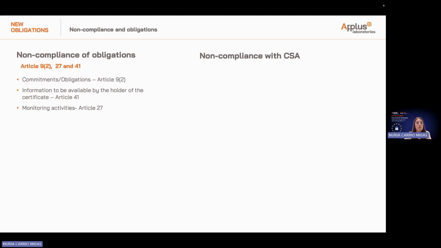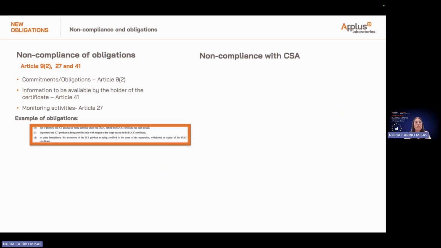So if we go to the first one, the general commitments and obligations, in Article 9, you will find things like not promoting an ICT product as being certified beyond the scope, putting on the market only the product that is certified and not promoting the one that is not certified, and so on. So let's say that there are general obligations that you need to comply with, okay? Additionally, another difference is the information that should be available by the holder of the certificate.